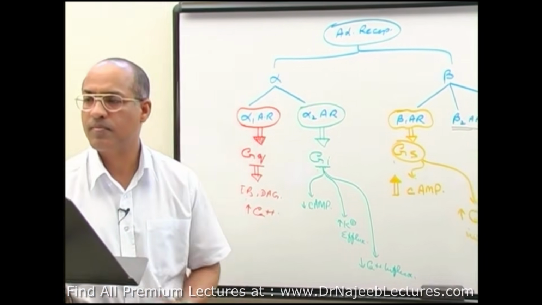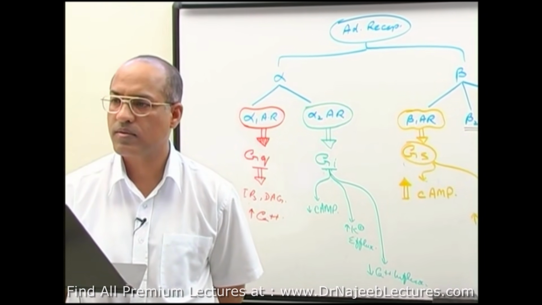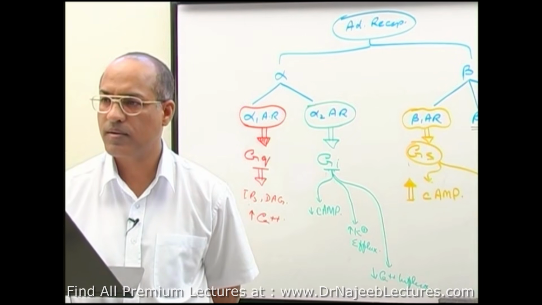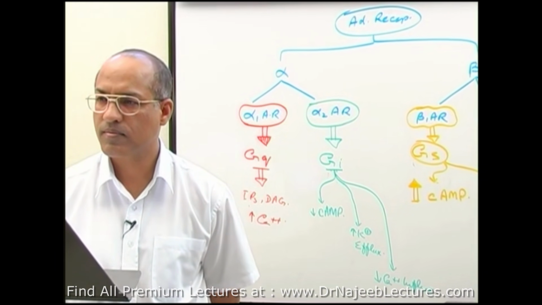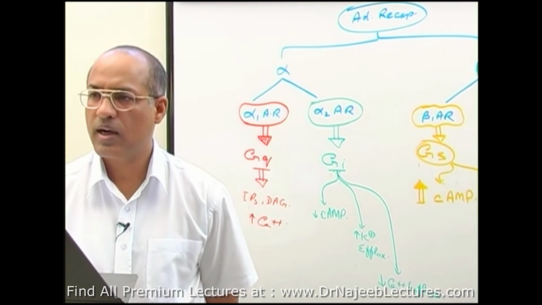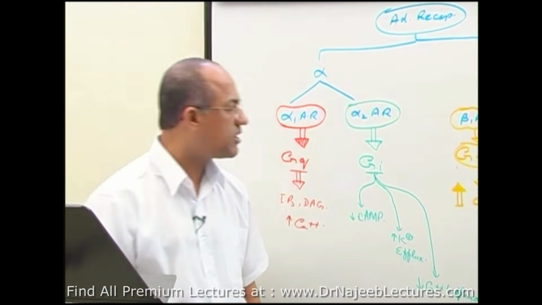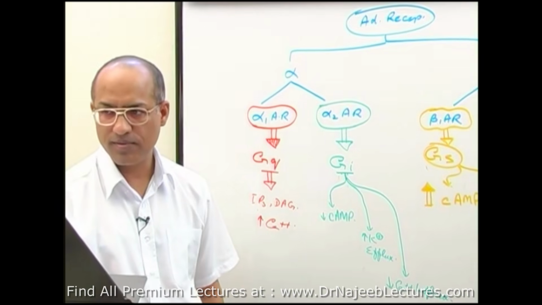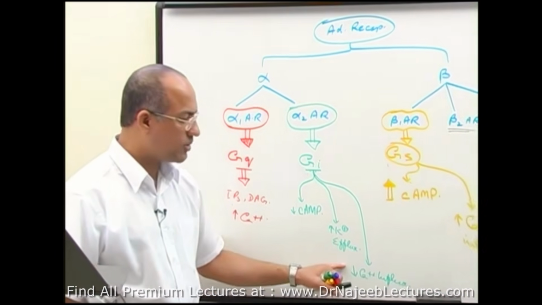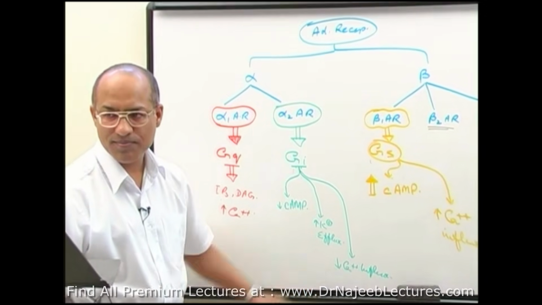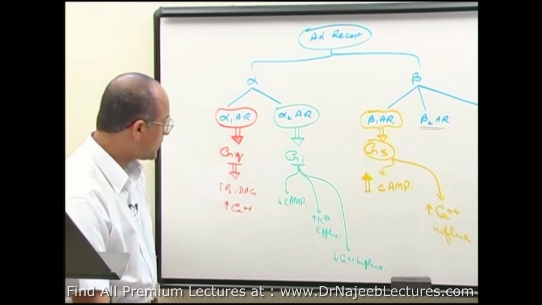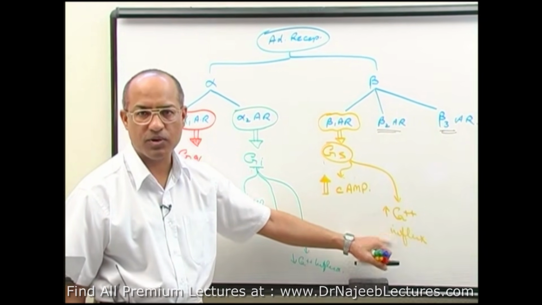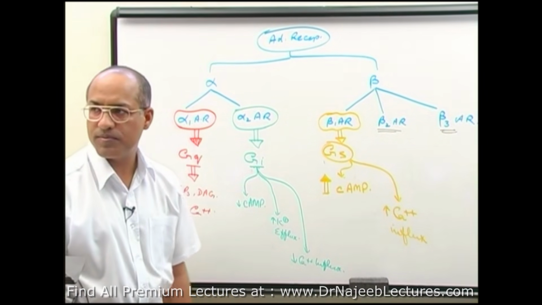Which component stimulates the potassium channel? The potassium channel is stimulated by the beta gamma unit of the G inhibitory, right? And calcium channels are blocked by the G naught. And here calcium channels are opened by the G stimulatory directly, the alpha stimulatory, and also by the phosphorylation of the calcium channels. Any more questions?